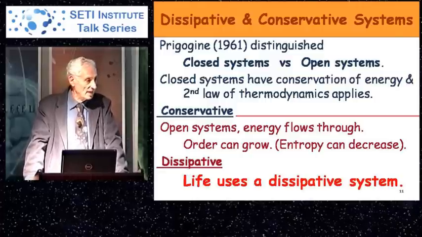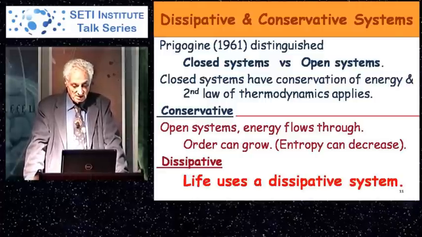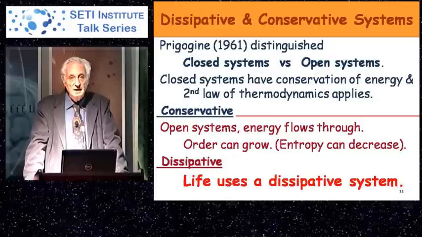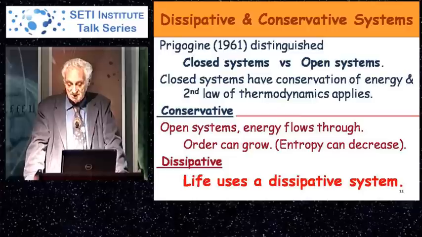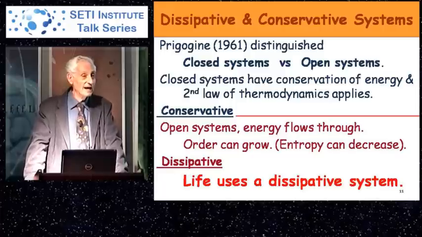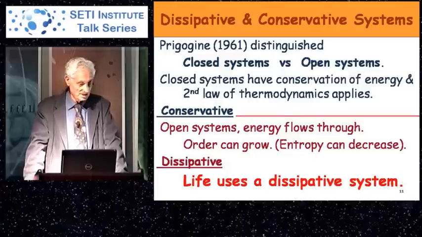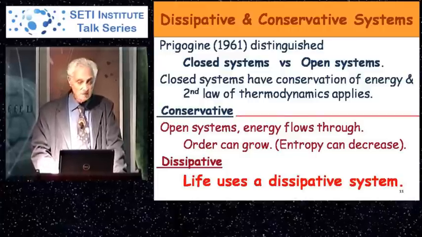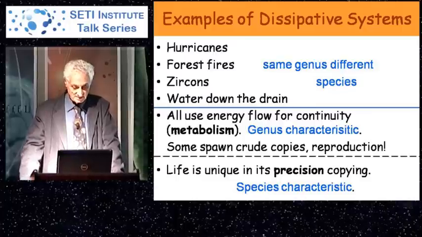Prigogine described the thermodynamics of systems divided between two kinds of systems, closed systems and open systems. Closed systems have conservation of energy, and the second law of thermodynamics applies. Open systems, energy flows through, order can grow, that is, entropy can decrease, and therefore life belongs to this class of dissipative systems. What else do we find in this class?